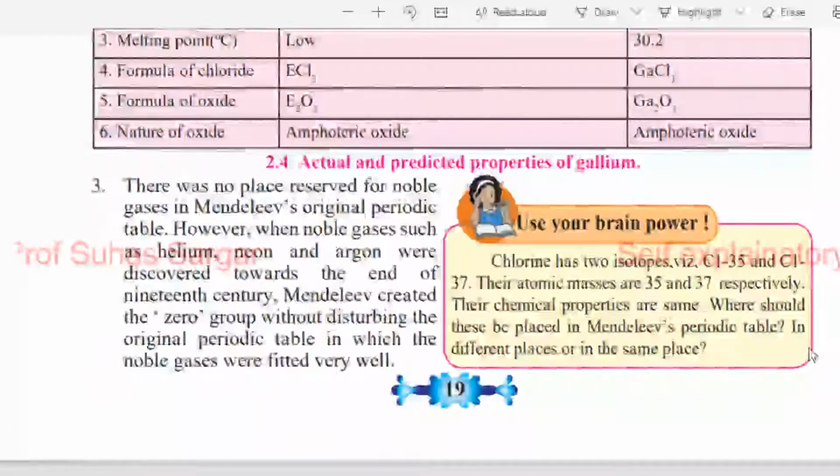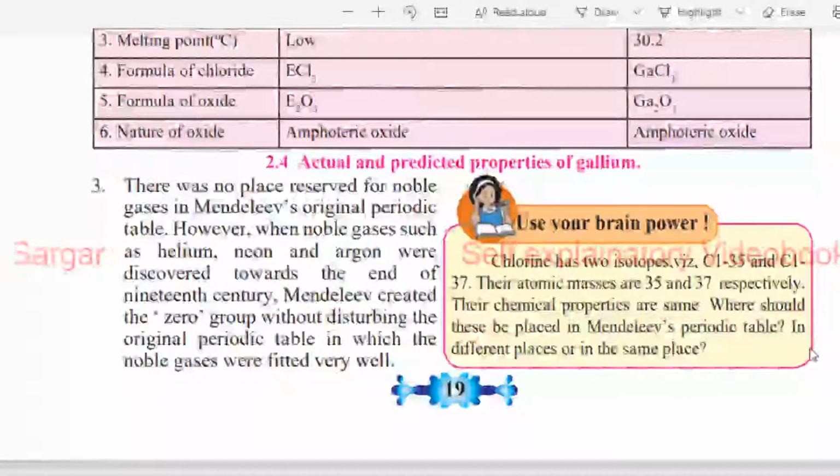Third, there was no place reserved for the noble gases in Mendeleev's original periodic table. However, when noble gases such as helium, neon, argon were discovered towards the end of the 19th century, Mendeleev created the zero group without disturbing the original periodic table, in which the noble gases fitted very well.